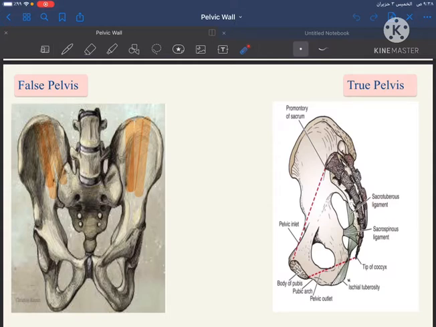So this is the false pelvis, while the true pelvis has the pelvic inlet, the same as the pelvic brim. The pelvic brim is also called the pelvic inlet, and it has a pelvic outlet. This pelvic outlet is bounded by the tip of the coccyx and the ischial tuberosity with the pubic arch. Also, the pelvic cavity is located between the pelvic inlet and the pelvic outlet, and it has the contents of the pelvis.